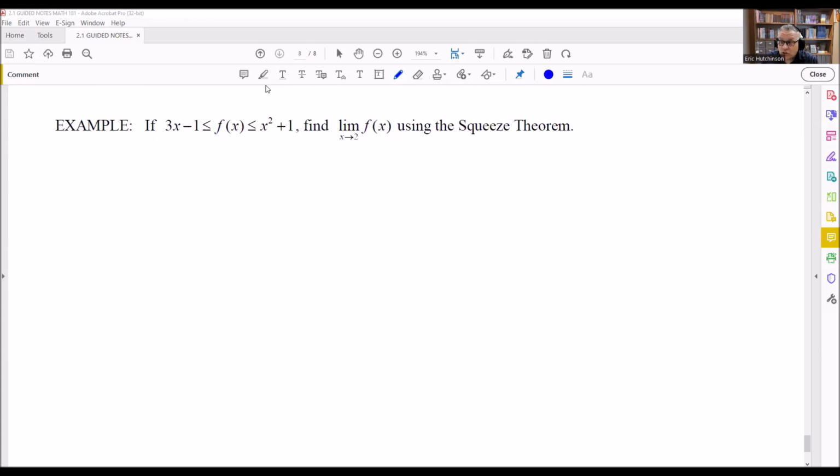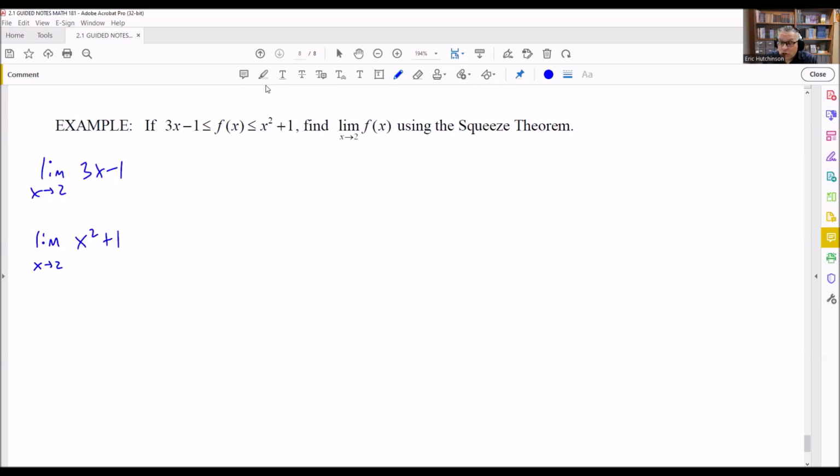So we don't know what the original function is, so I'm not able to just plug the number in like that. So to do this by the squeeze theorem, we're just going to have to take the limit of each of these two things separately, and they should both be the same, and that should be the answer to our problem by using the squeeze theorem. So what I mean by that is we're going to do the limit as x approaches 2 of 3x minus 1. And we're also going to do the limit as x approaches 2 of x squared plus 1.